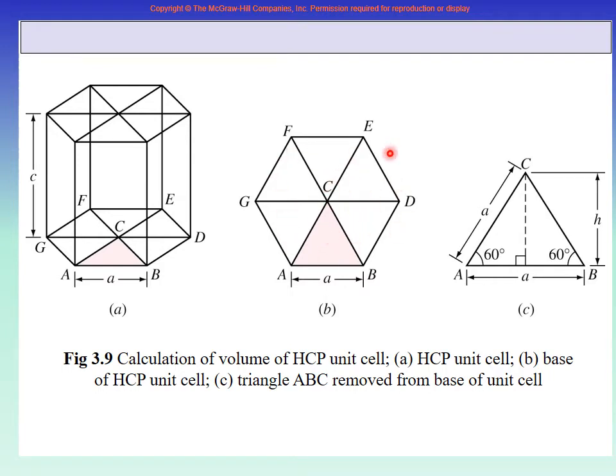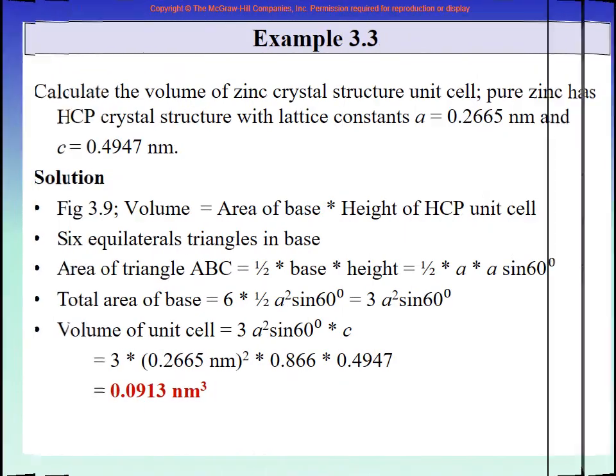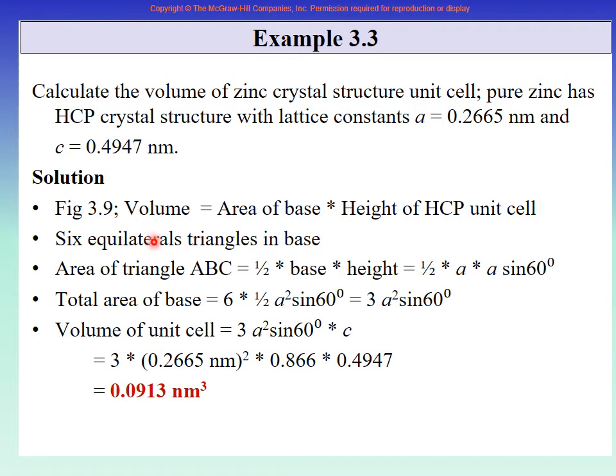divide it into 6 equal triangles, and one triangle is now drawn separately, where each side is A and the height is H. Because it is an equilateral triangle, all the angles are 60 degrees. So from here, half base times height, so half times A times this height, and you find the height. So we found that the area of one triangle is half base times height, which is half A sin 60, so half A squared sin 60.